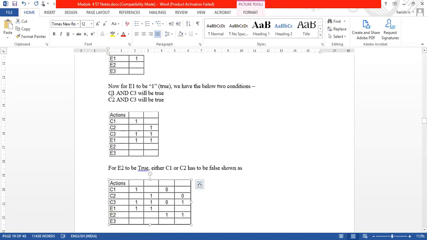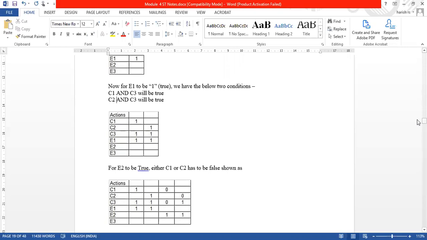You should know what C1 is. C1 is if the first character is A and the second character is an integer. C2 is the first character is B, and the second. When C1 is true and C3 is true, then we can have E1 true. Similarly, E1 can be true for another possibility also. That is C2 is true and C3 is true.